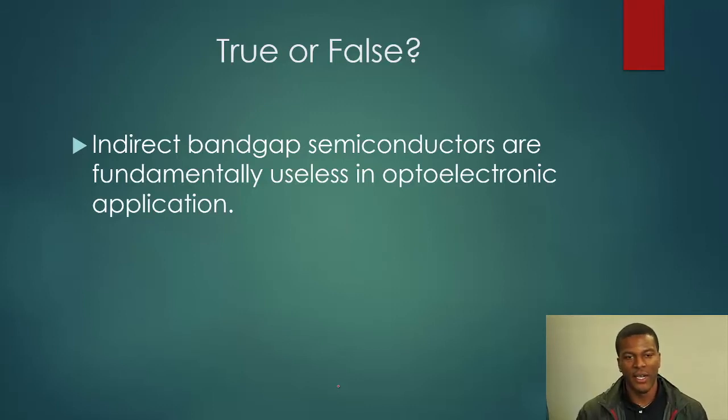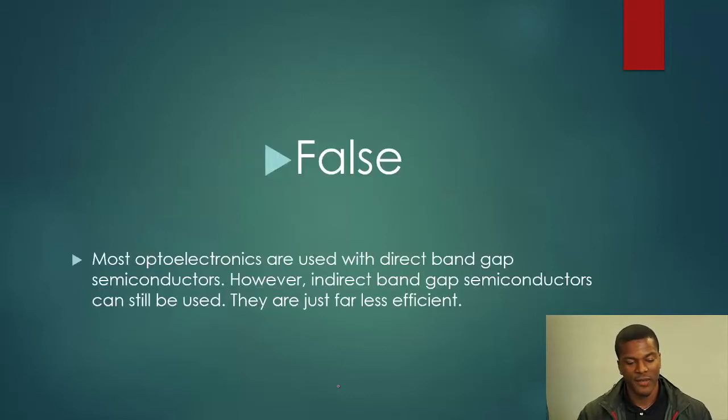True or false? Indirect bandgap semiconductors are fundamentally useless in optoelectronic applications. We already talked about direct bandgap semiconductors and why they're used for LEDs and solar cells, because it helps the electron hole recombination process to be much more efficient, so that the energy released through that process will create a photon and generate light. But is this statement false or true? The answer is false. Even though most optoelectronics are used with direct bandgap semiconductors, indirect bandgap semiconductors can still be used. They're just far less efficient because you lose more energy in the distance the hole has to travel to recombine with the electron.